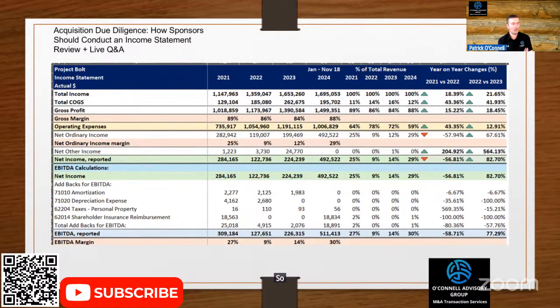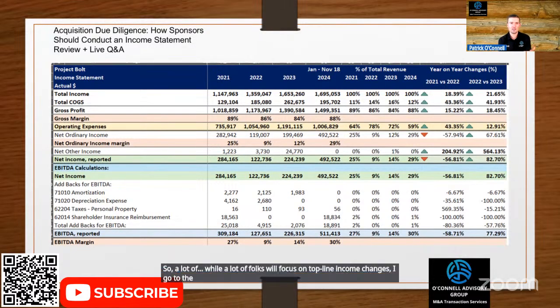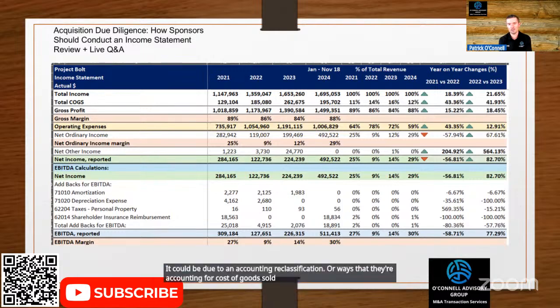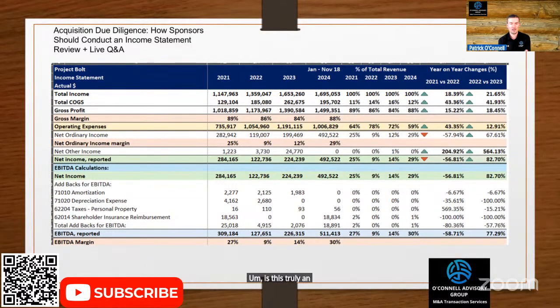So while a lot of folks will focus on top line income changes, I go to the margin level because there's things such as the change in costs that could be due to operational efficiencies, or more importantly, it could be due to an accounting reclassification or ways that they're accounting for cost of goods sold, depending on the type of business. You need to understand, is this truly an operating efficiency that they're taking advantage of, or are they doing clever accounting to show more profitability for a similar business? So just be careful when you're looking at things like this, because a lot of people can get caught with this.